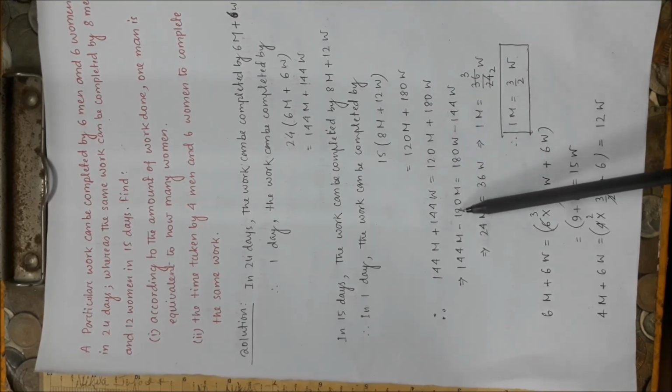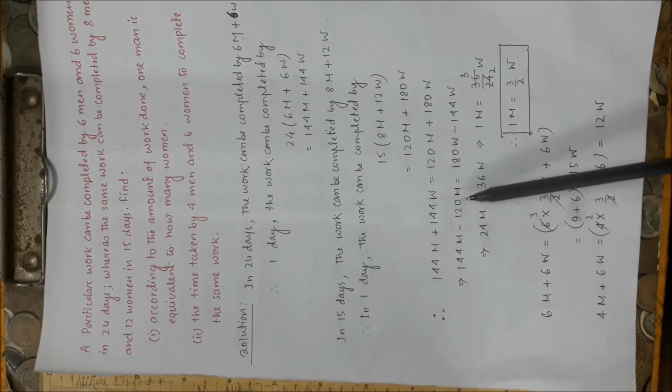We'll take the men on one side. So 144 men minus 120 men equals 180 women minus 144 women. 144 minus 120 is 24 men, equals 180 minus 144, which is 36 women. So 1 man equals 36 by 24. Dividing by 12, 3 by 2. So 1 man is equivalent to 3 by 2 women.